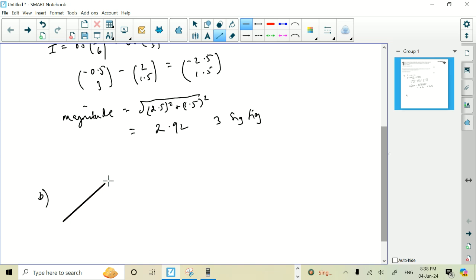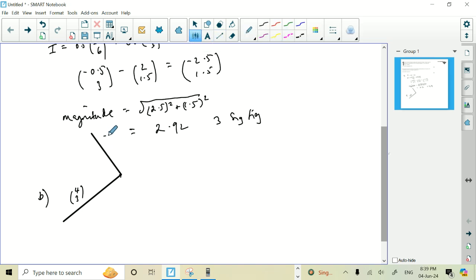So the initial velocity of 4 and 3, and I should have put an arrow on that. So that's 4, 3 as a vector, 4 along and 3 up. And then we have minus 1, 6. So we've got something like that there. And minus 1 and 6 as a vector.